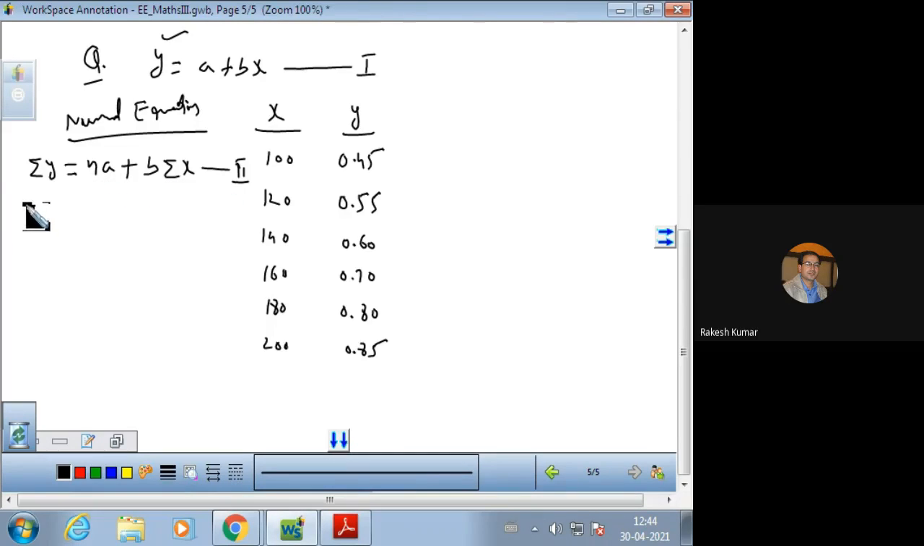How to write down the second normal equation? You just simply multiply this y with x. You will have xy. You just simply write down a sigma x, because a is taken to be a single constant. So here you will take a sigma x plus b. Here you will have one more x, so b sigma x square. So this is the way of writing down the normal equations.